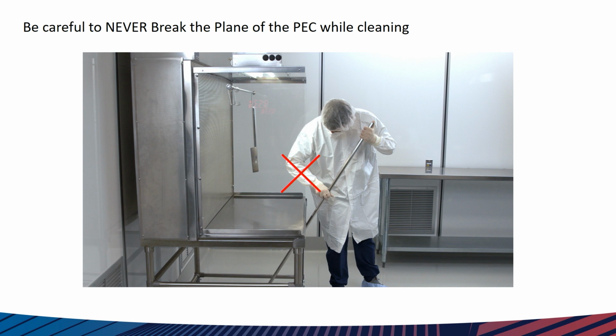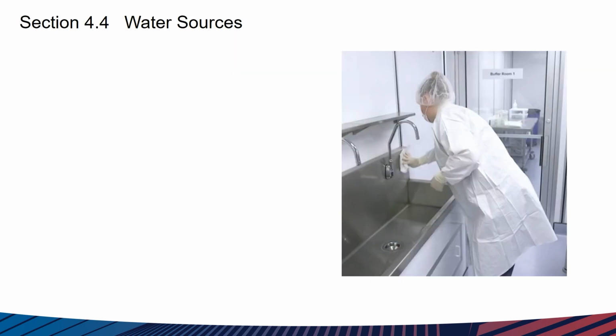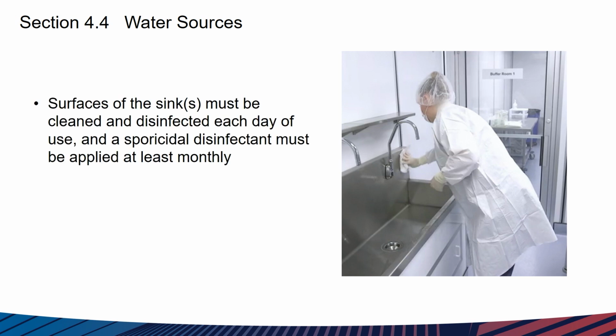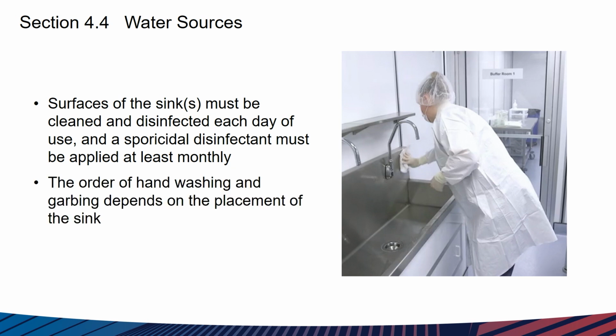Continuing on with some special considerations, water sources. The sink gets its own section in the new chapter. It was sort of embedded into other language in the 2008 chapter, but section 4.4 says the surfaces of the sink must be cleaned and disinfected each day of use, and you must use a sporicidal disinfectant at least monthly. Pay particular attention to your drain. Your drains are really where you might have any buildup. So if you've got a pad you can use to scrub some of that drain area with your disinfectant or your sporicide, which is your best practice there.